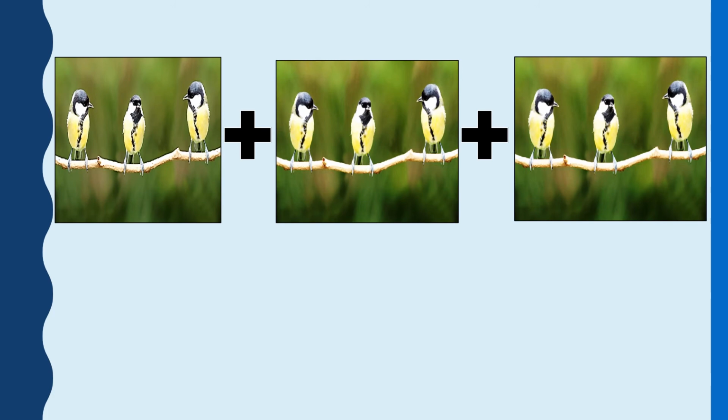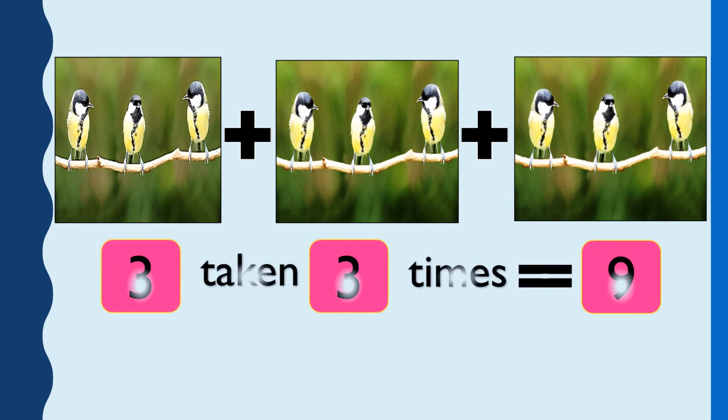Let's see this example. So children, how many birds can you see in each group? Each group has an equal number of birds. So there are 3 birds in each group. And how many groups can you see children? 1, 2, 3. So there are 3 groups and there are 3 birds in each group. So let's add them together. So we will write it as 3 taken 3 times. So if we add all the birds in the group, we will get the answer 9.